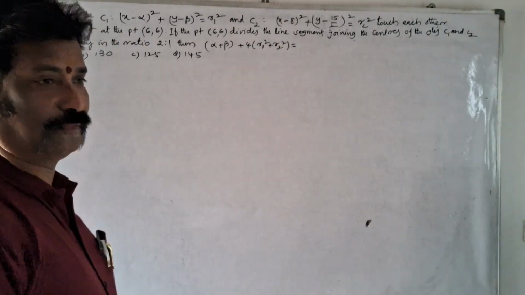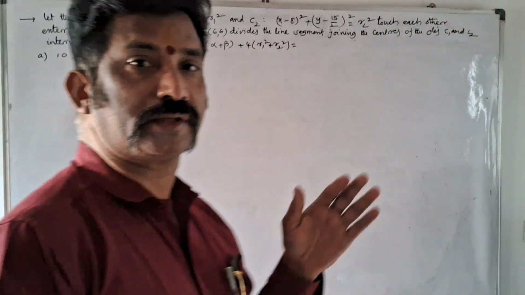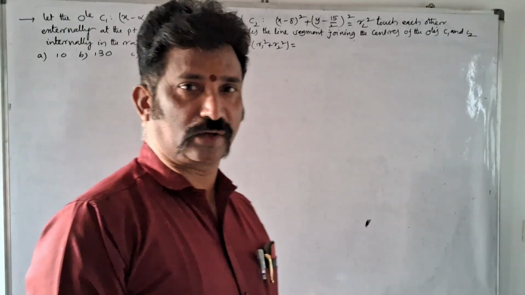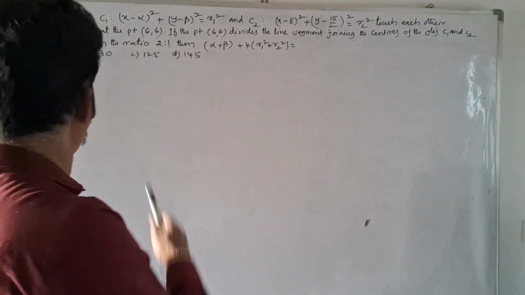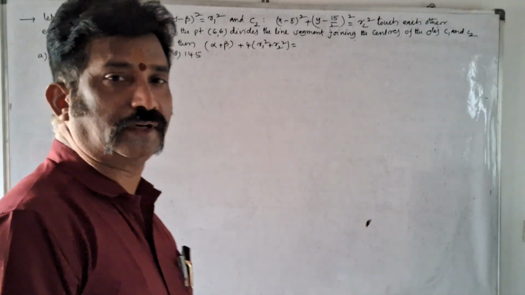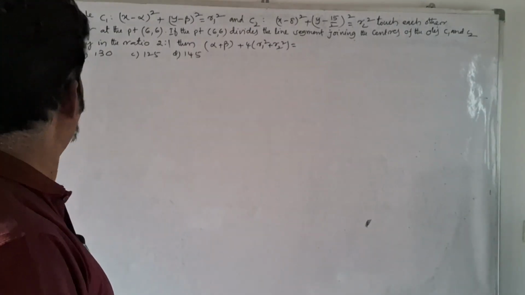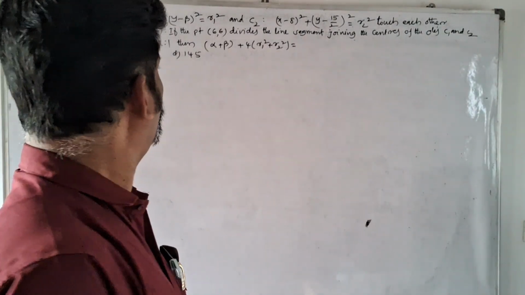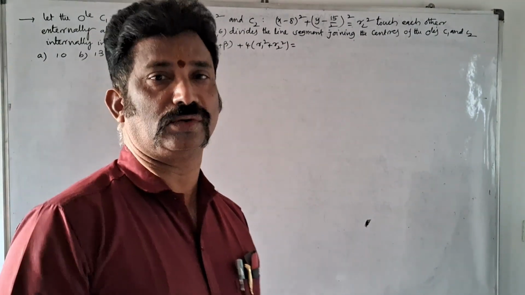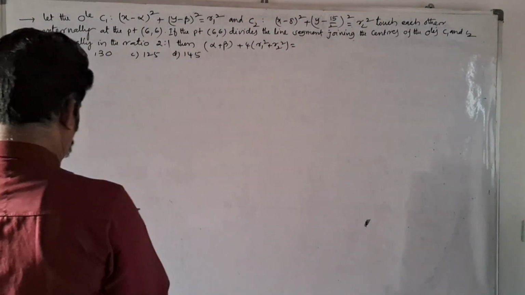Look at the board. Let the circle C1 be x minus alpha whole square plus y minus beta whole square equal to R1 square, and the second circle C2 be x minus 8 whole square plus y minus 15 by 2 whole square equal to R2 square, touching each other externally at the point 6, 6. If the point 6, 6 divides the line segment joining the centers of the circles C1, C2 internally in the ratio 2:1, then find alpha plus beta plus 4 into R1 square plus R2 square. It is a 2024 JEE question.